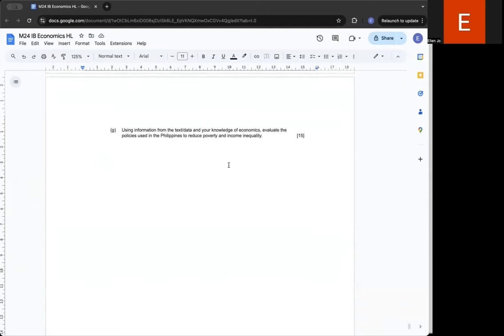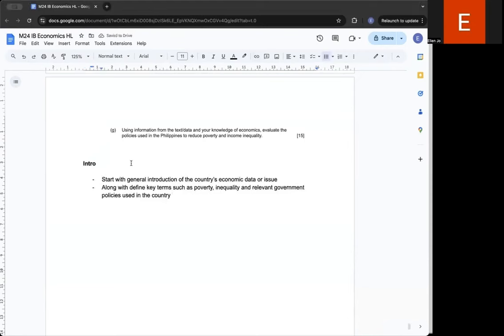G. Using information from the text, data, and your knowledge of economics, evaluate the policies used in the Philippines to reduce poverty and income inequality. As I said earlier, you can smoothly start the essay by putting some general introduction of the country's economic data or issue, and defining a few key terms such as poverty, inequality, and relevant government policies that are used in the country to finish the introduction. For this question specifically, as there are multiple government policies mentioned in the given text, your discussion should focus on evaluating each policy's pros and cons. Obviously, you have no time to evaluate all the policies mentioned, so do keep in mind that the following is for revision reference.